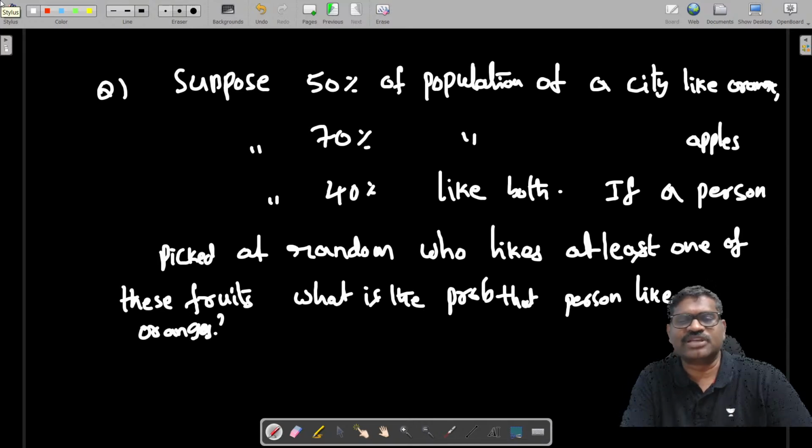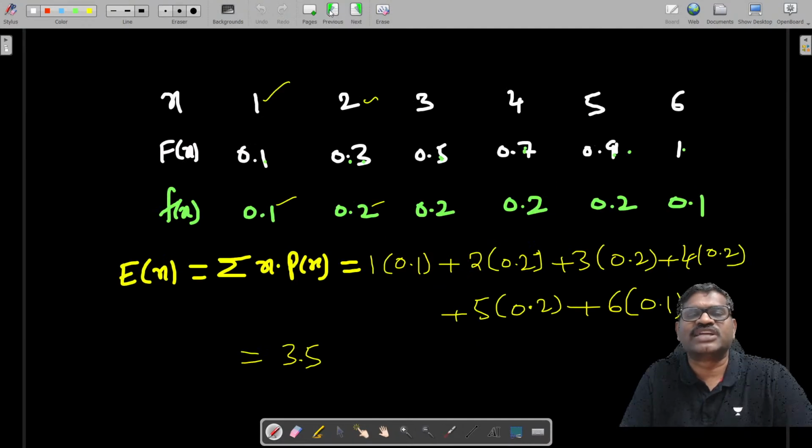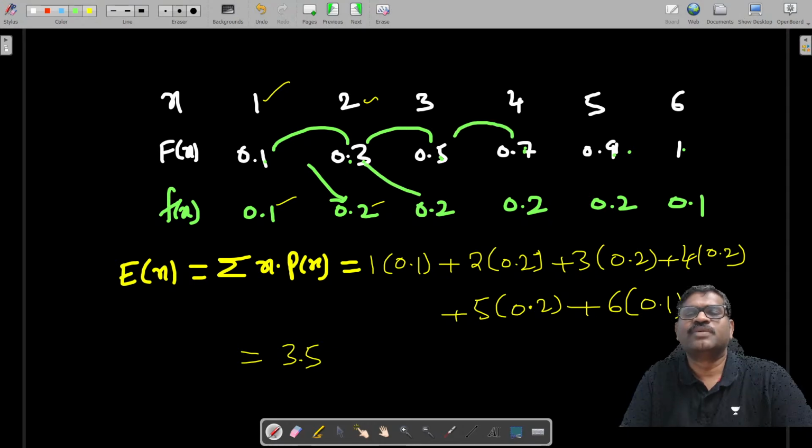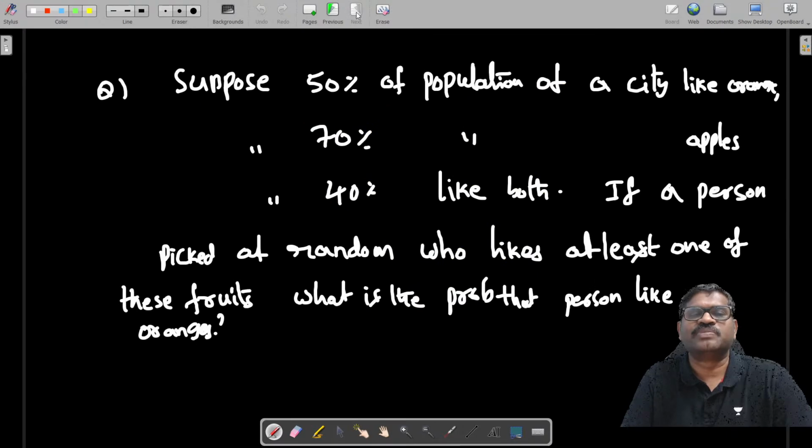In the previous problem, cumulative distribution is given. You require the mass function. How to get the mass function? 0.3 minus 0.1 is 0.2, 0.5 minus 0.3 is 0.2, 0.7 minus 0.5 is 0.2, 0.9 minus 0.7 is 0.2, 1 minus 0.9 is 0.1. Like that, I have calculated the individual distribution. Okay, now come to the problem.